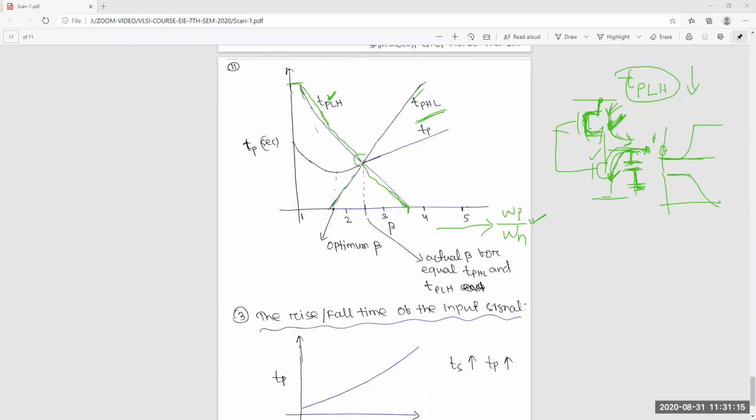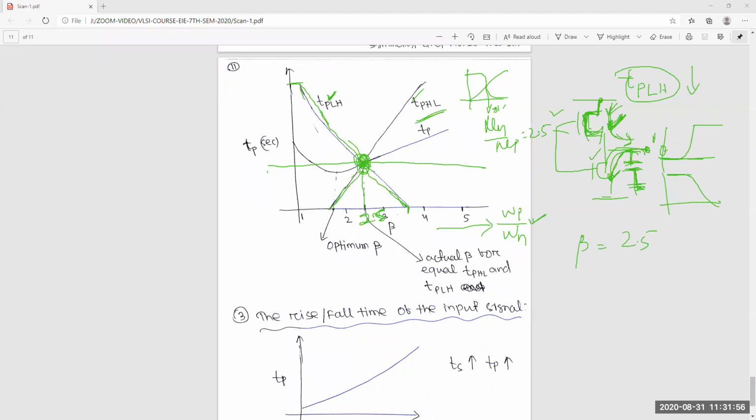So at a particular point here, I can say this is 2.5, like that, at mu N by mu P. That's 2.5 generally we are saying. So at this point both propagation delays are the same. This is the point generally used to get a symmetrical VTC. Okay, symmetrical VTC. This is VDD by 2. Symmetrical VTC, or TPLH is equal to TPHL. So we use beta is equal to 2.5.